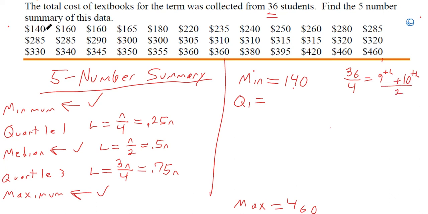The 9th number here, if I look at this, 1, 2, 3, 4, 5, 6, 7, 8, 9. Thankfully, they're already in numerical order. The 9th is 250, and the 10th is 260. So Q1 is going to be the average of those. 250 plus 260 divided by 2 gives you 255. And that's Q1.